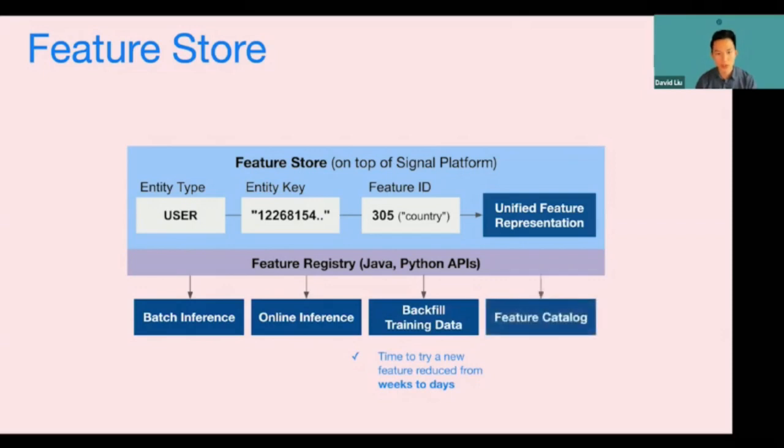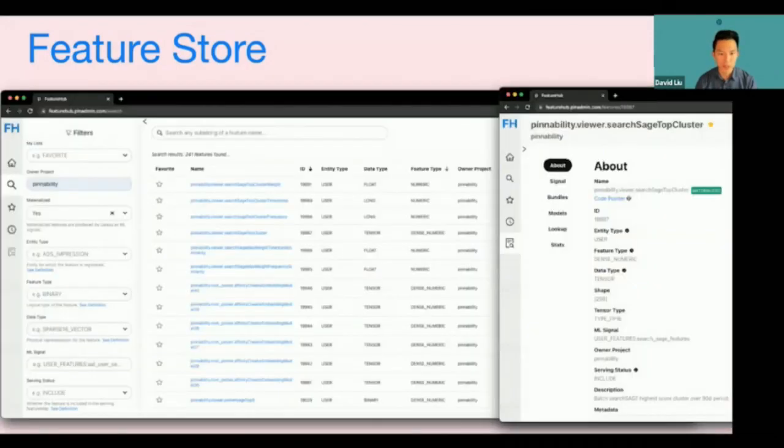And we also built a front end for users to explore features that they can use. This is a peek at the front end feature hub. We won't have time to detail it in this talk, but it also provides a lot of useful functionality.